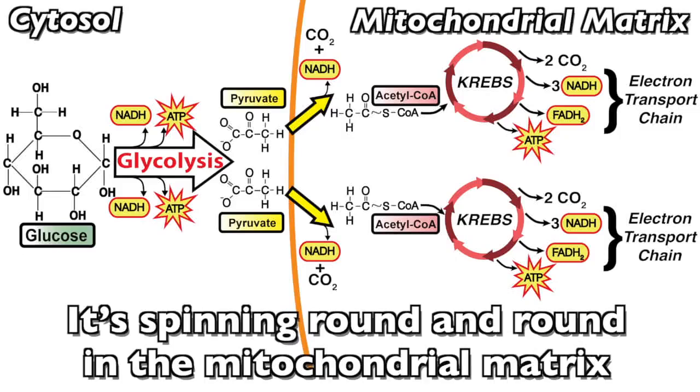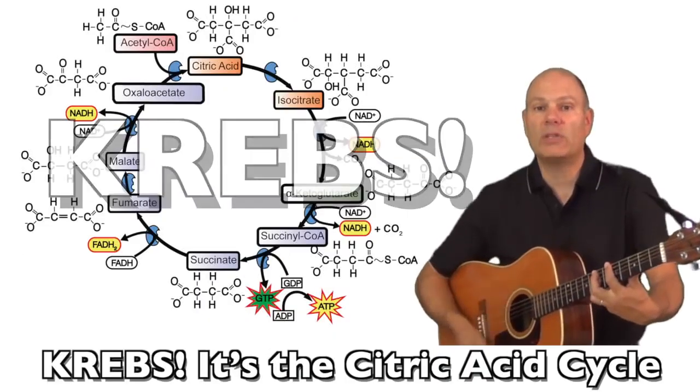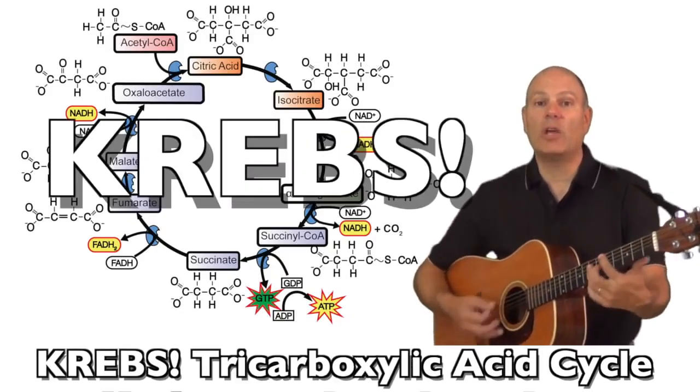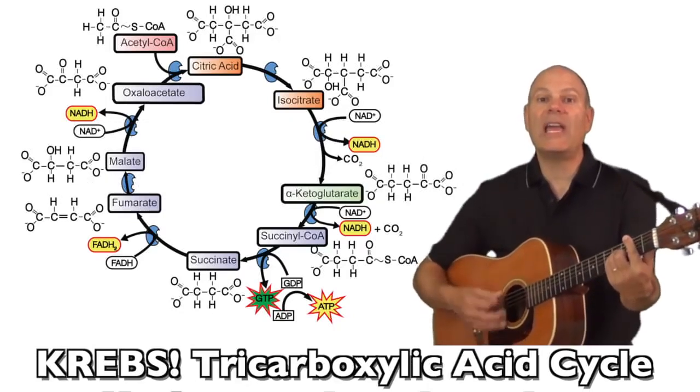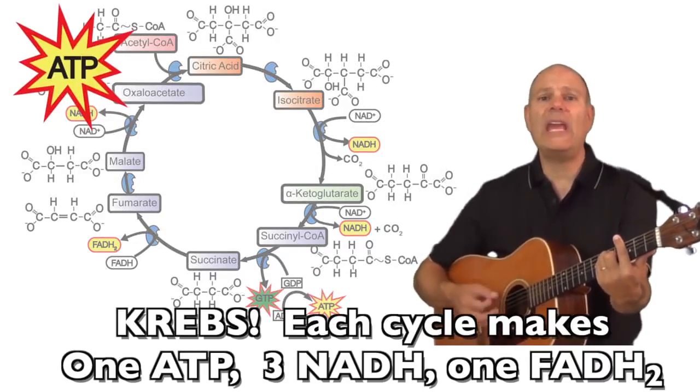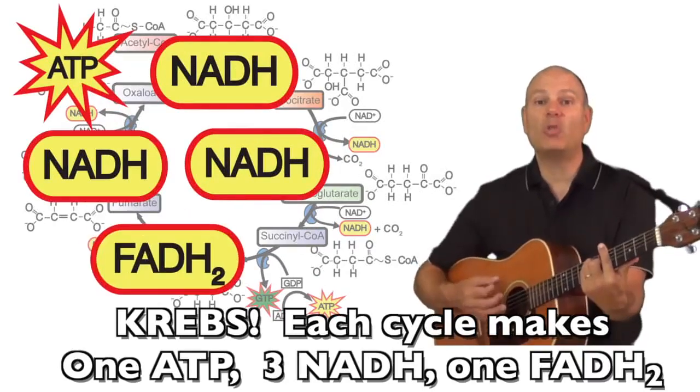It's spinning round and round in the mitochondrial matrix, Krebs. It's a citric acid cycle, Krebs. Tricarboxylic acid cycle, Krebs. Each cycle makes 1 ATP, 3 NADH, 1 FADH2, Krebs.